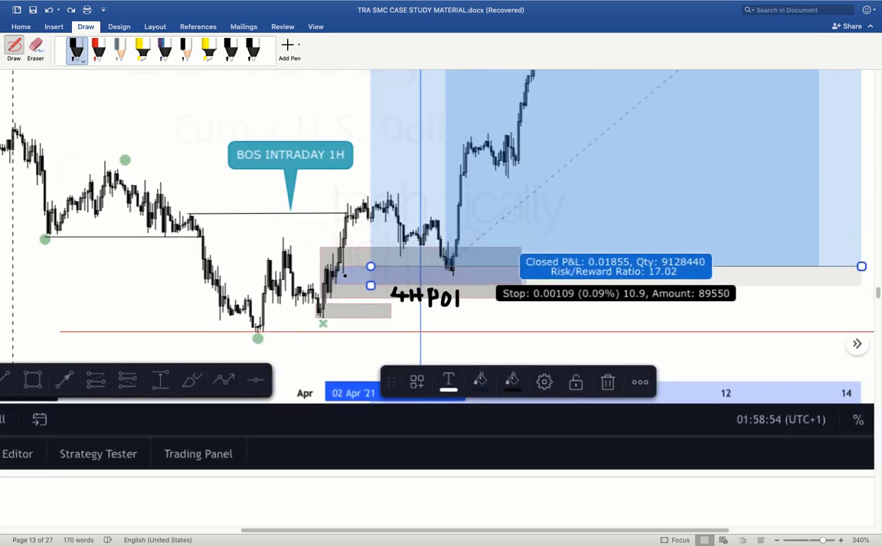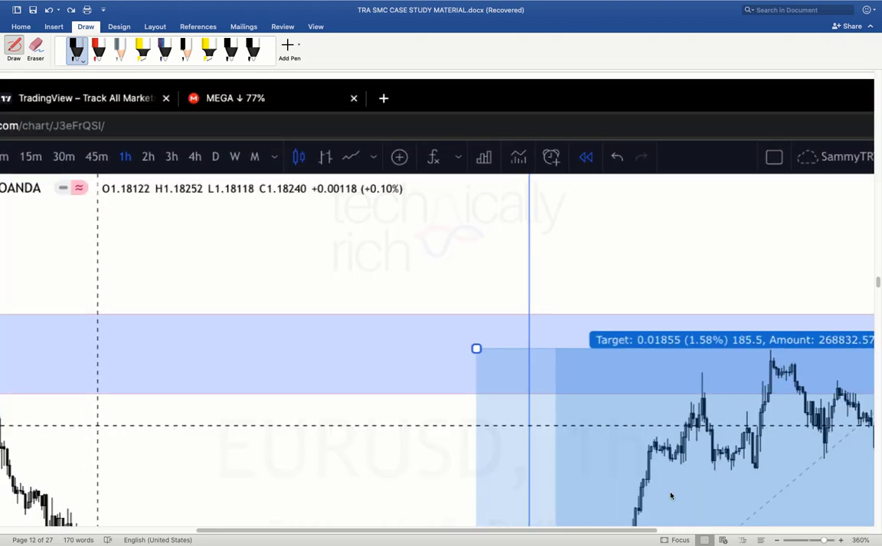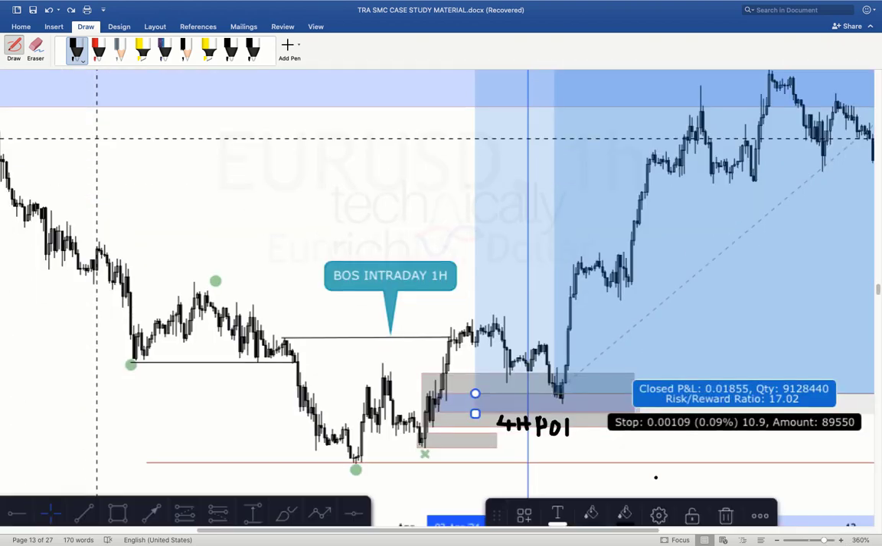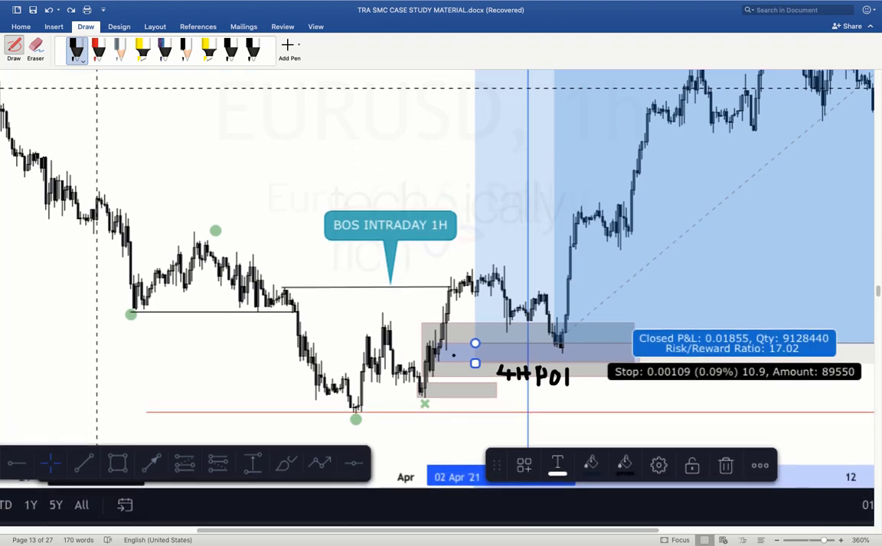So we have this area being our point of interest. Now, when we looked deep into this part, you see the blue rectangle inside here. So we have rally, base, base, rally. So rally, base, rally scenario, which is our area of demand. My entry was taken from there.